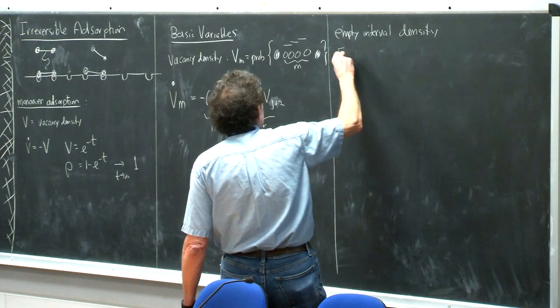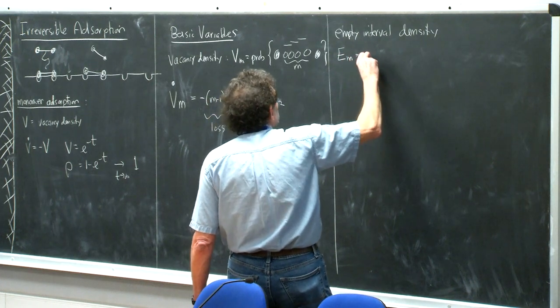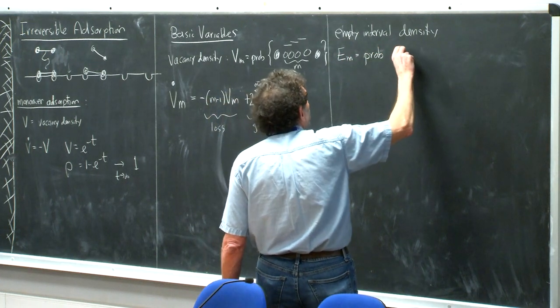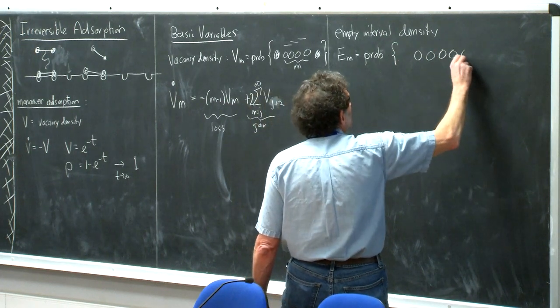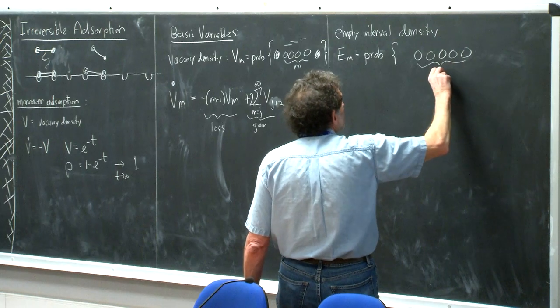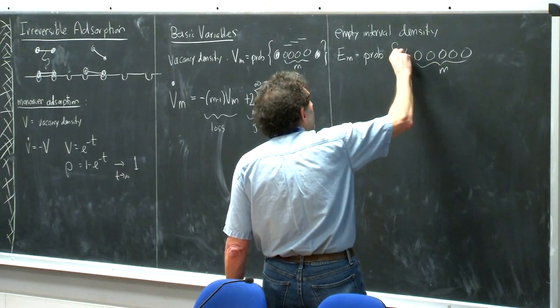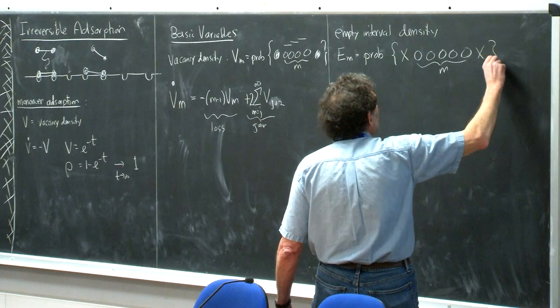And this is E sub m. This is going to be the probability of the following configuration: m sites in a row that are empty. And then I put an x here for "I don't care."